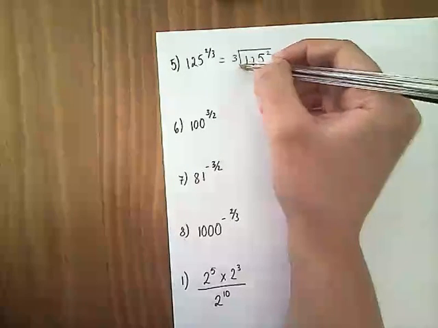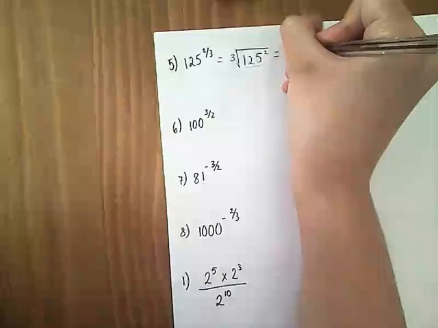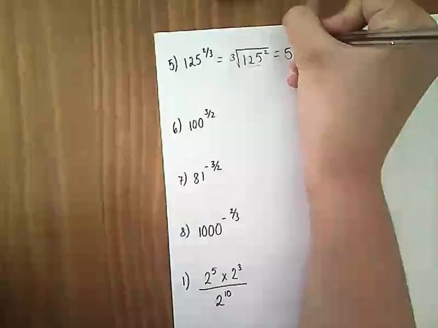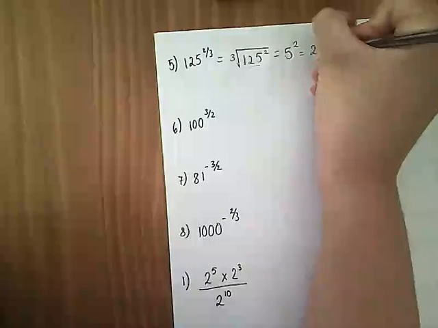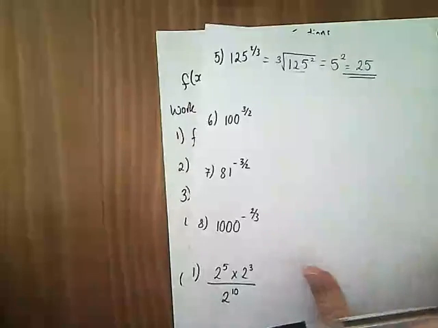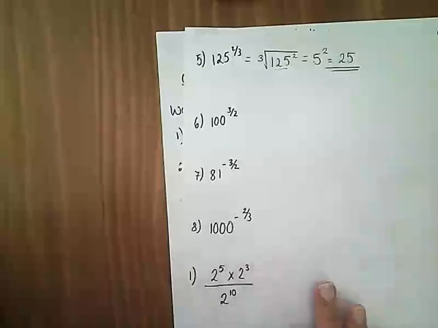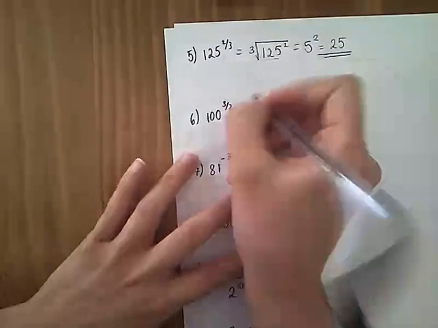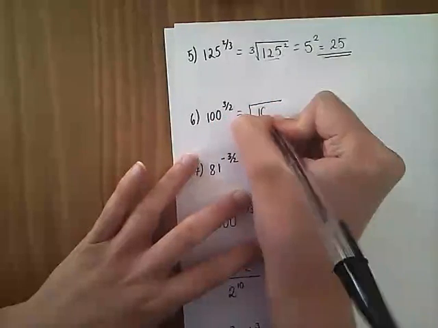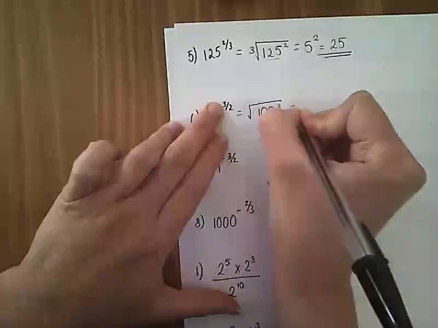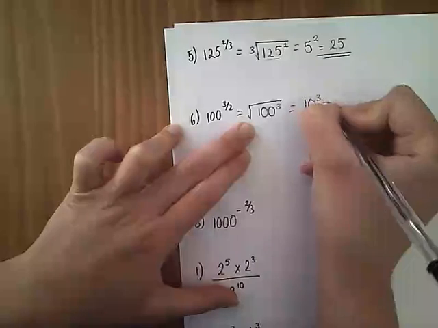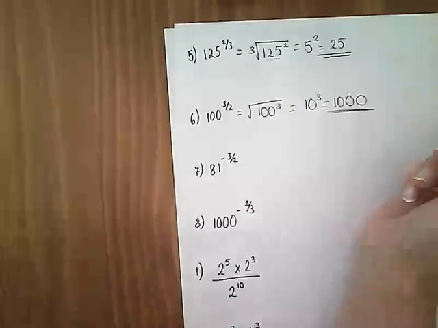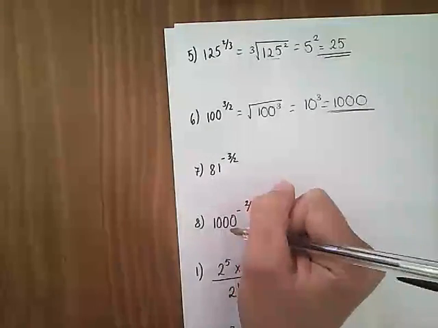Okay, so the cube root of 125 is 5, because 5 times 5 times 5 is 125, and then 5 squared is 25. Your answer is 25. Okay, similarly, 100 to the power of 3 over 2. The bottom number takes the root, so we've got to do the square root of 100 and then cube it. So the square root of 100 is 10. 10 cubed is 1,000.